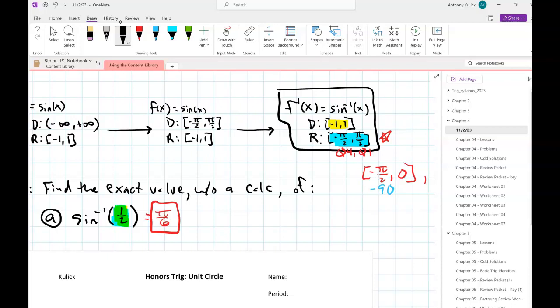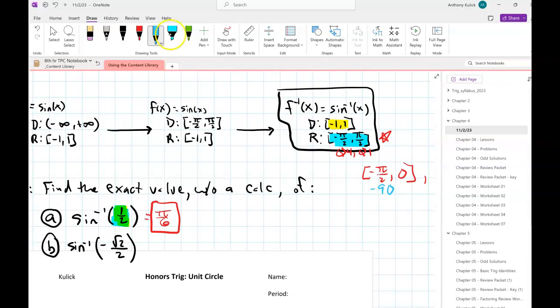Did we feel okay doing this? So far, so good? Let's do another. So let's say we're looking at sine inverse of negative square root 2 over 2.